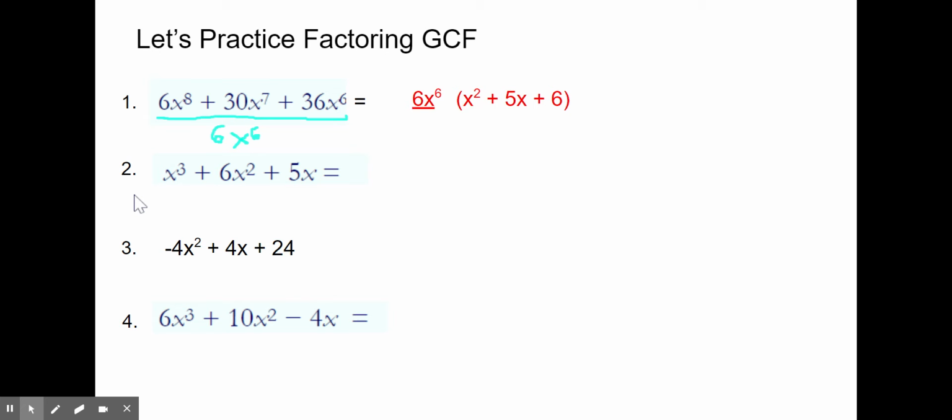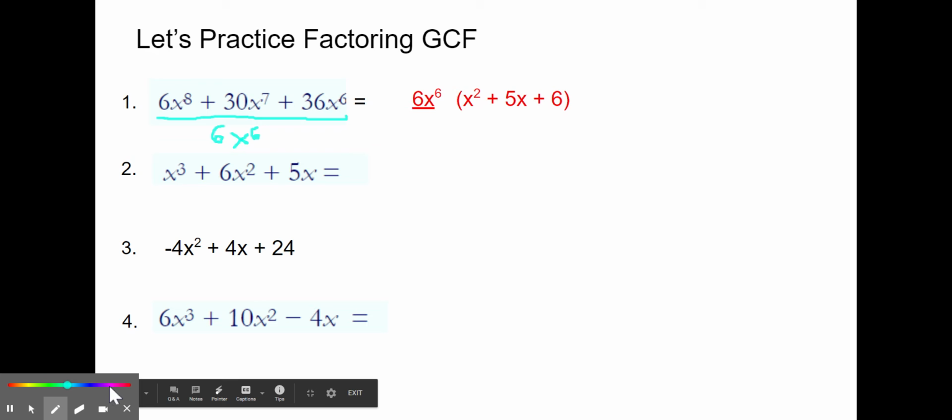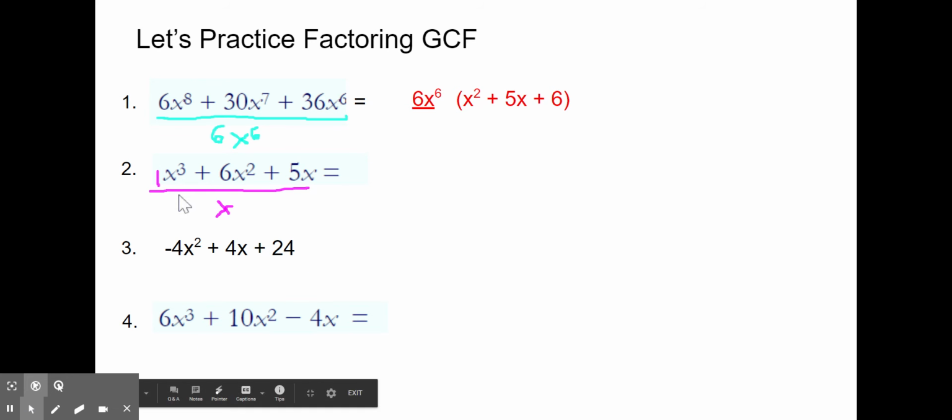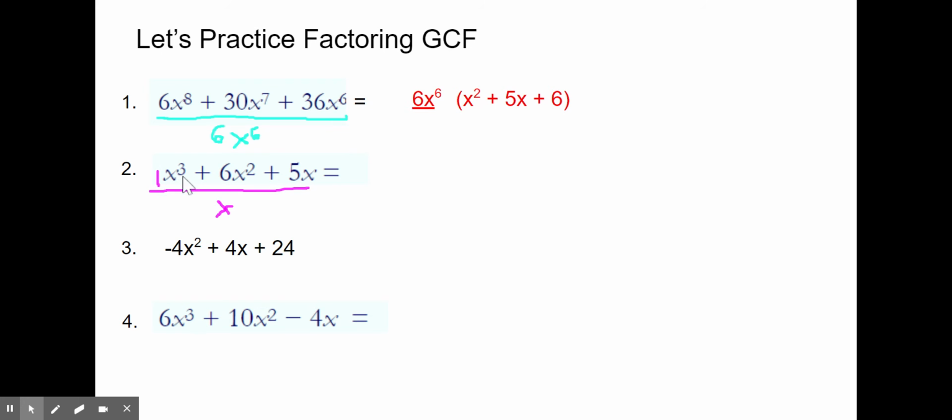Let's look at number 2. X to the 3rd plus 6x squared plus 5x. Well, here our lead coefficient is 1, and 1, 6, and 5 have no GCF, just 1. But we do have a GCF with the variables of x to the 1st, our smallest exponent. So we're going to divide each of these terms by x. So if you notice, we have no coefficient, but our variables reduce by 1 in each case.